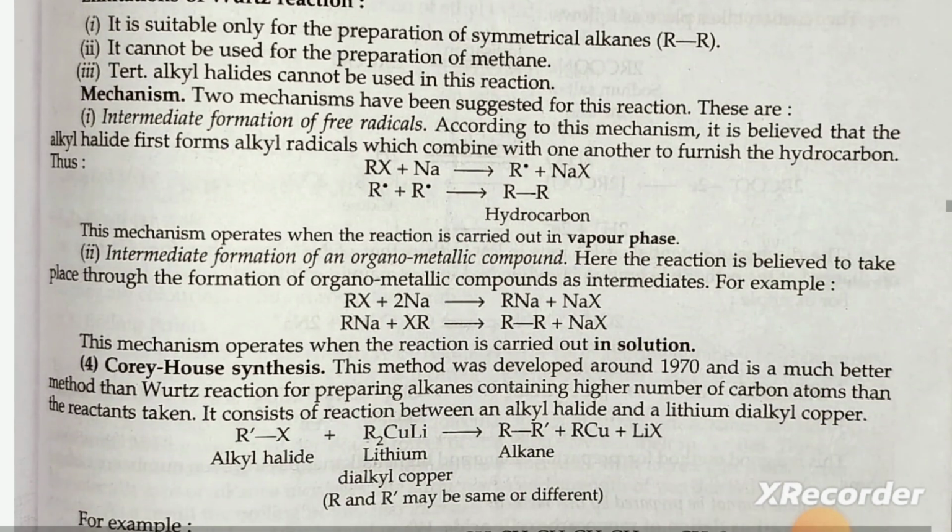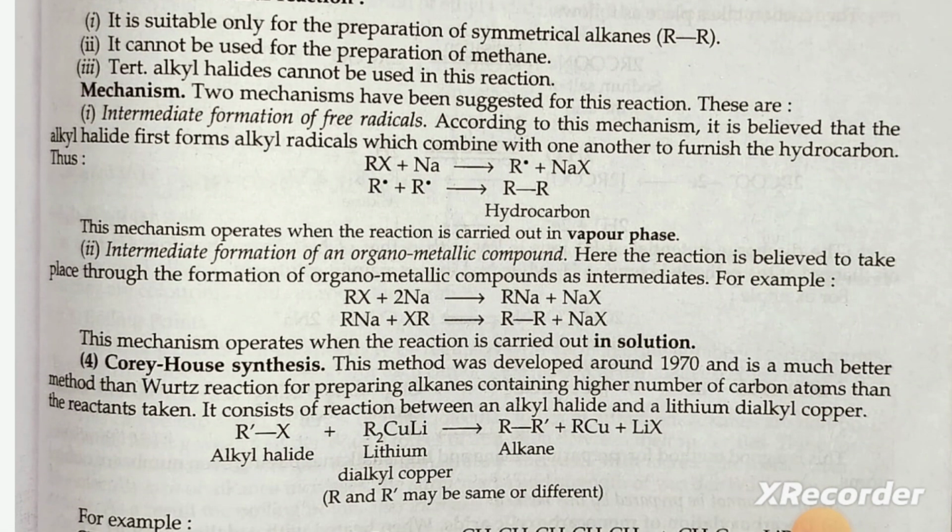Two mechanisms have been suggested for this reaction. First, intermediate formation of free radical. According to this mechanism, it is believed that the alkyl halide first forms an alkyl radical which combines with another to furnish the hydrocarbon. Thus, R-X plus sodium gives R radical plus NaX. R radical plus R radical gives R-R hydrocarbon. This mechanism operates when the reaction is carried out in vapor phase.